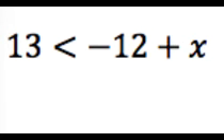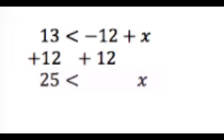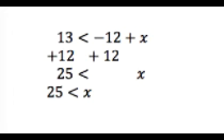So how is the x not by itself? It is being subtracted by 12. So what do I need to do? I need to add 12 to both sides. Adding 12 to the 13 on the left gives me 25. And adding 12 on the right gets x all by itself. Now I just tighten up the inequality to get 25 is less than x.